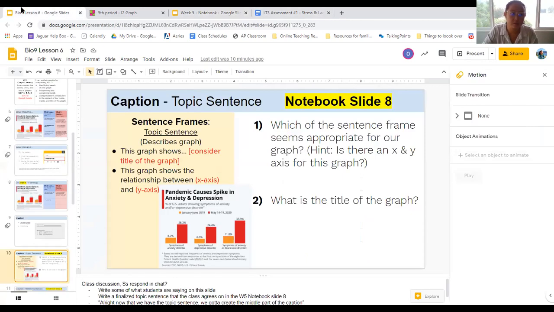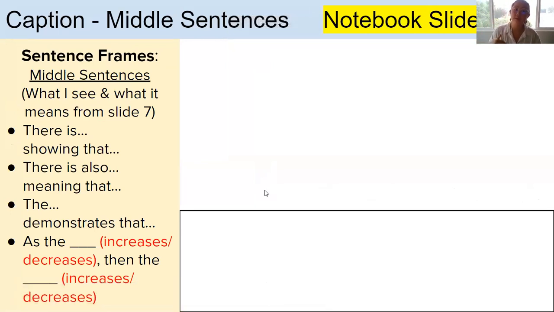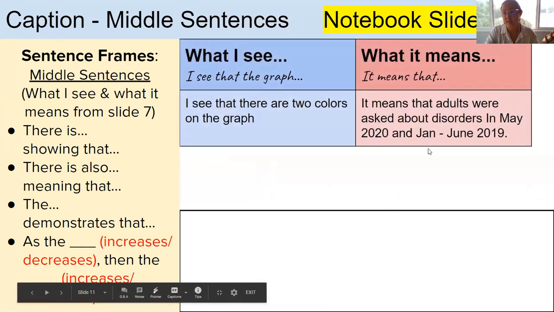Now, let's go back to these slides real quick. Okay. So now we're going to move on to our middle 3 sentences. And our middle 3 sentences are going to combine our what I see and what it means. So let's take the first example that I put in your notebook as the freebie.